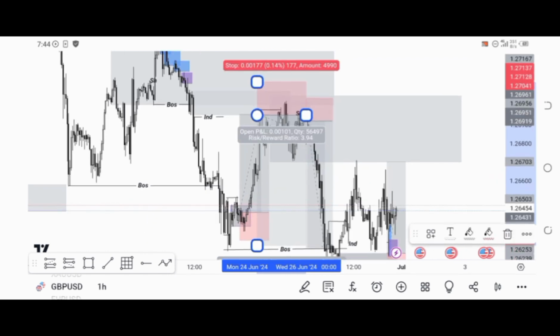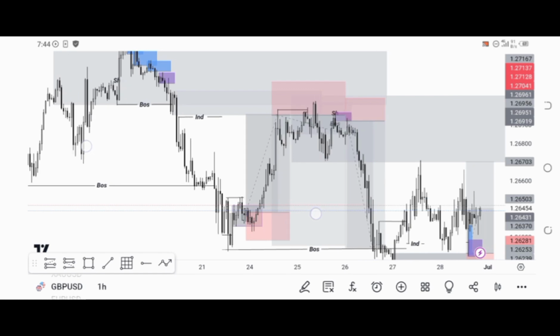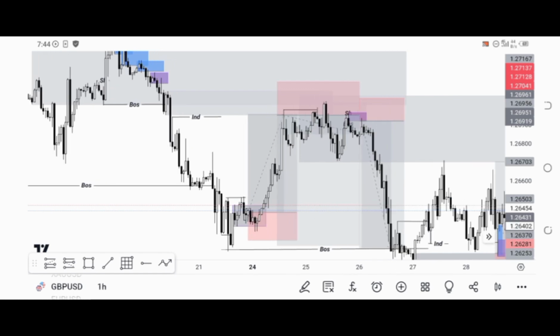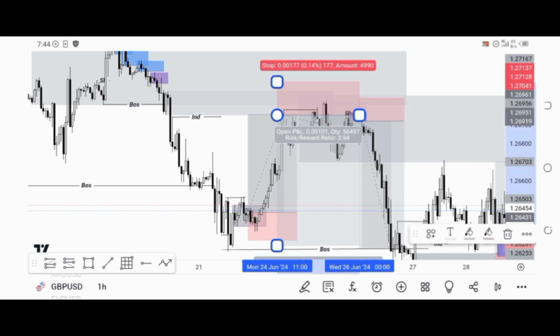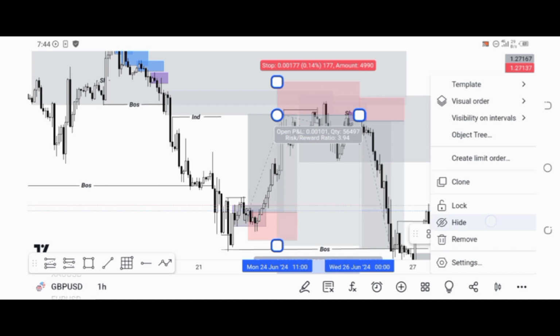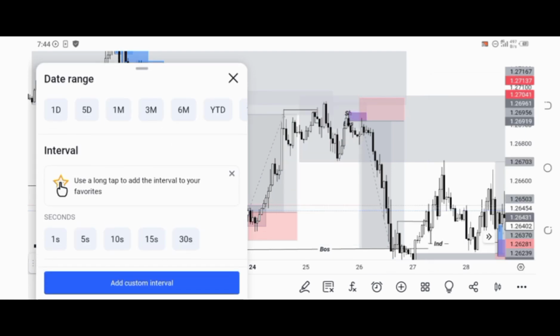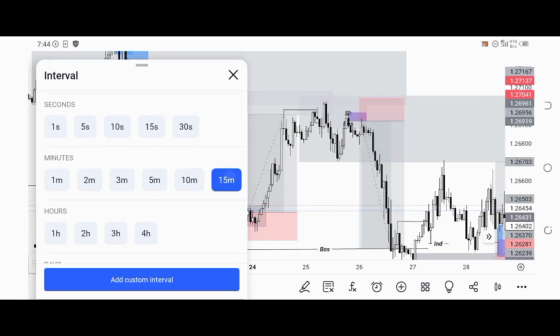Let me just delete this. This is if you want to take it direct. That's why I like taking my trade direct. Just set the pending order and then forget about it, then go your own way. So if you actually don't want to be on the chart 24/7, let me hide this. Then let's go back to the M15 zone.